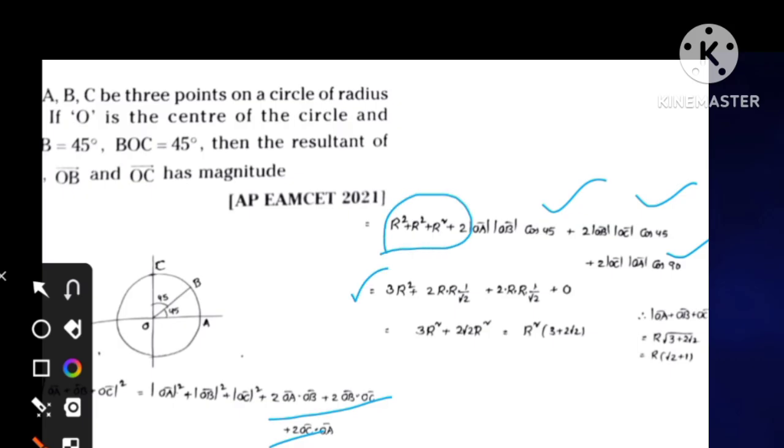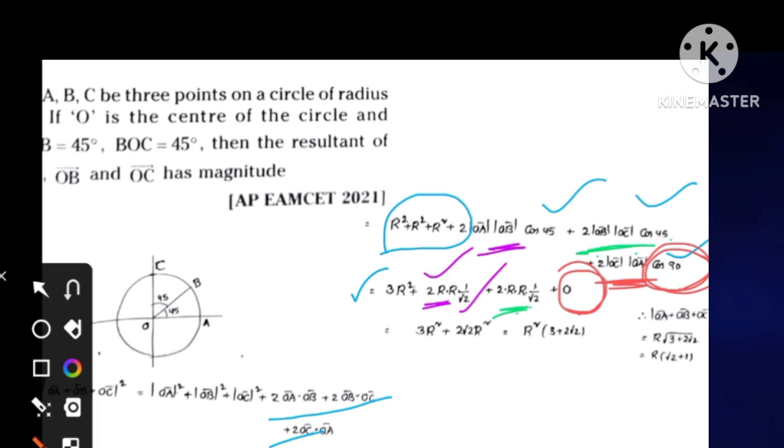Now check the next value. This is 2 into R into R, mod OA R, mod OB R, cos 45, 1 by root 2. Now check the next value. 2 into mod OB bar R, mod OC bar R, cos 45, 1 by root 2. Next value: mod OC is equal to R, mod OA is equal to R, but cos 90 is equal to 0, so the last value becomes 0. Understand all of you? Cos 90 value is equal to 0.